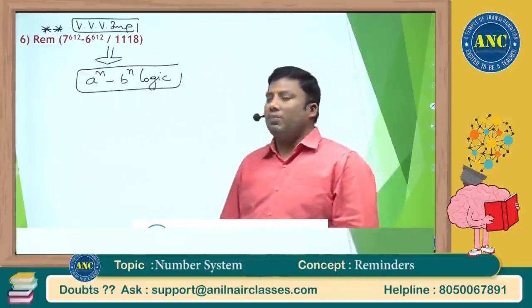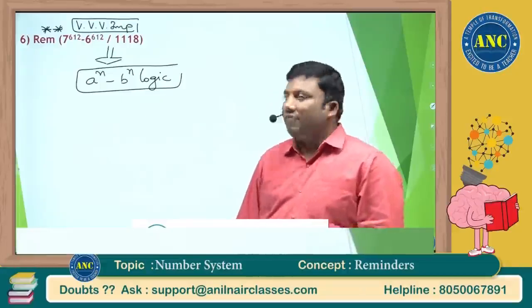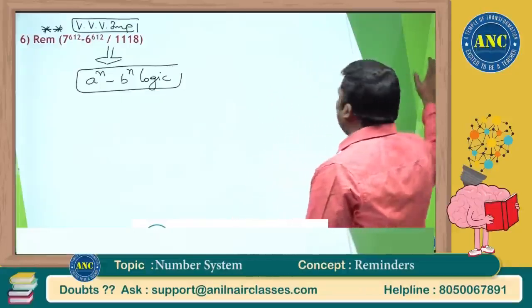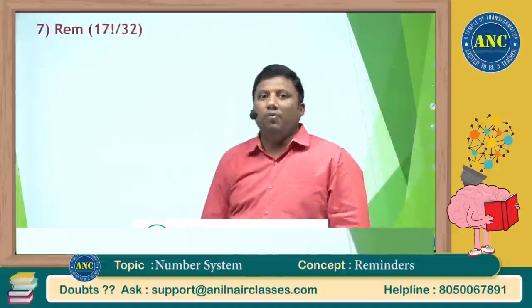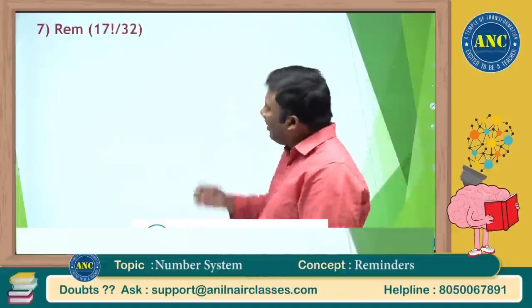7 power 612 minus 6 power 612 divided by 1118. Now see here.